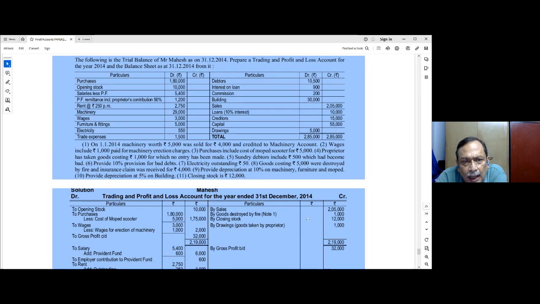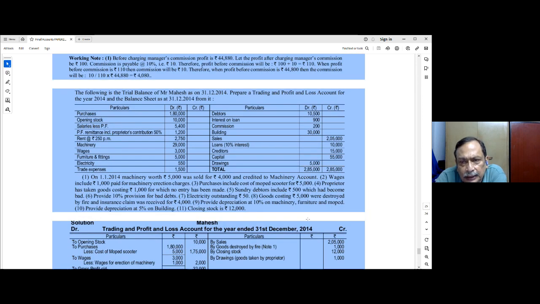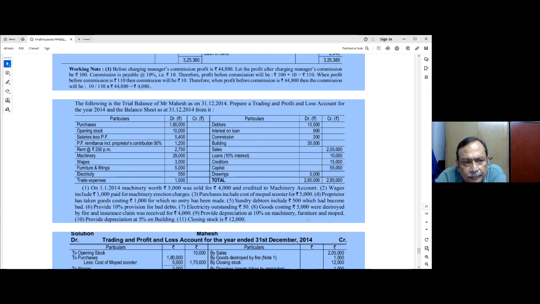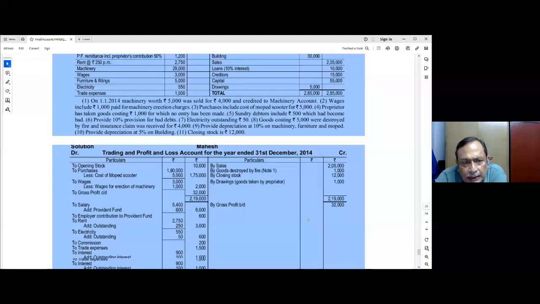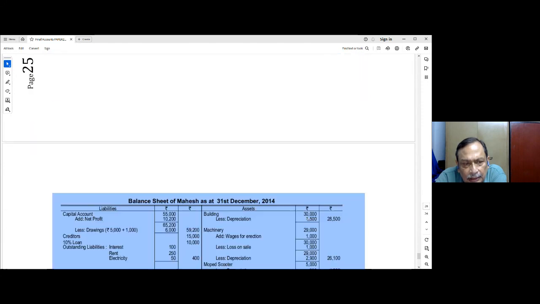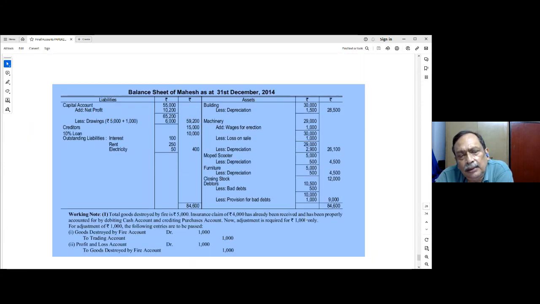And other drawings, that is drawings in the form of cash, are actually considered. That is, in total drawings, we have cash drawings plus non-cash, that is goods. So total drawings comes to 6,000.